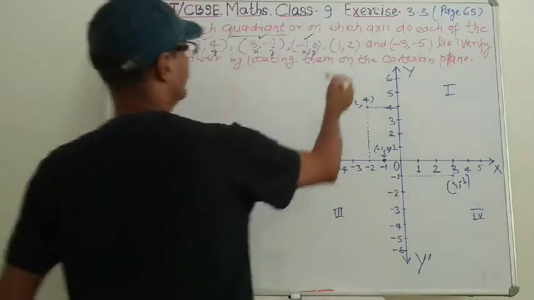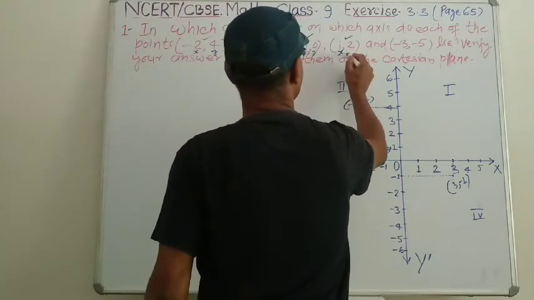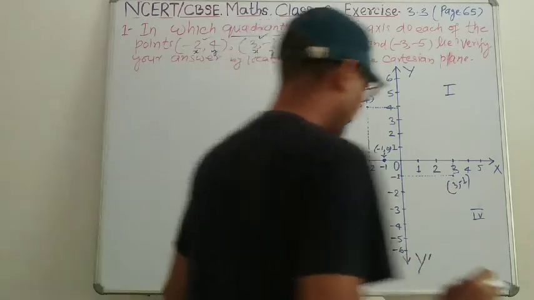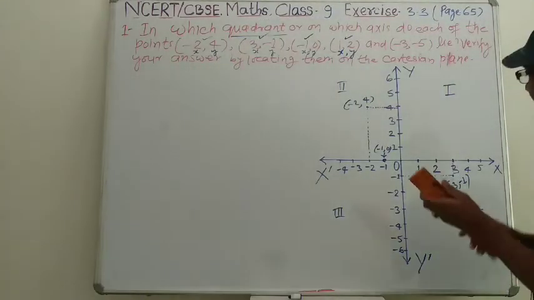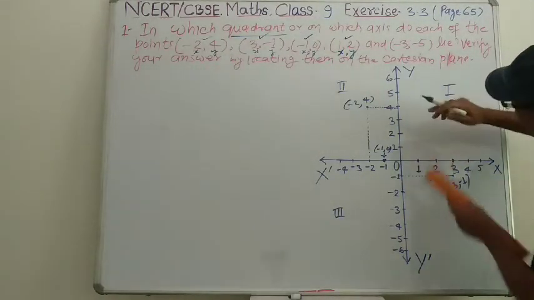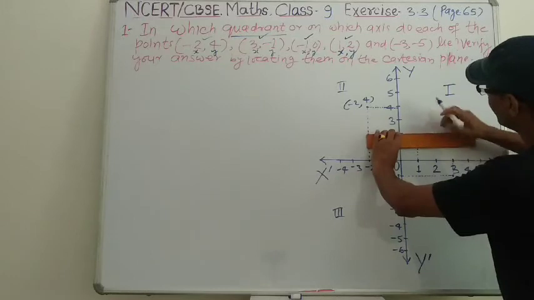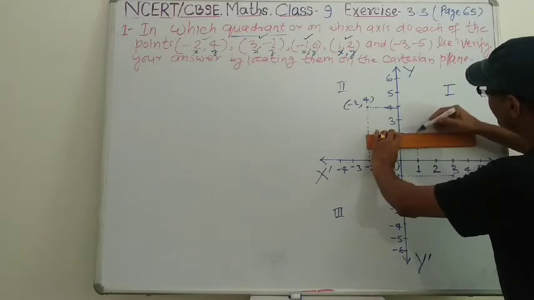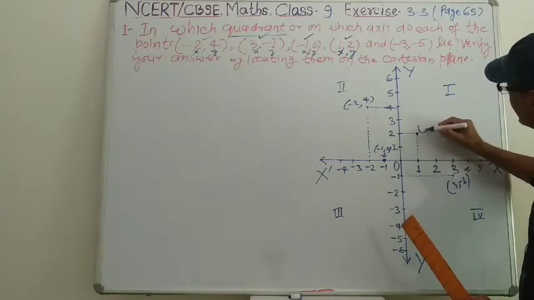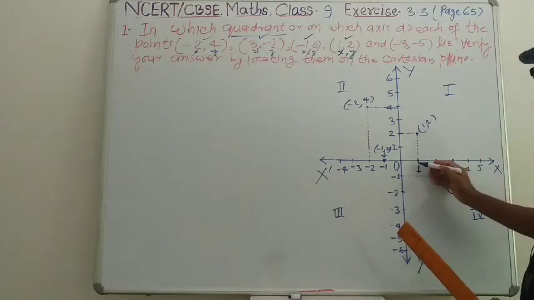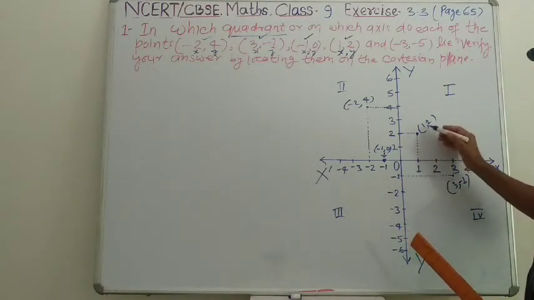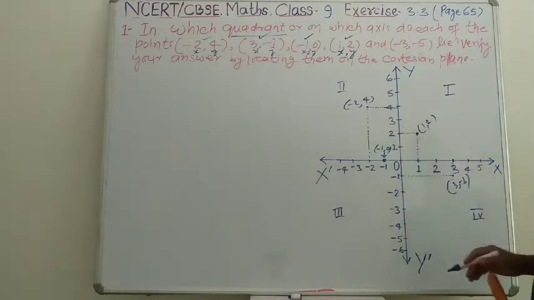Now next, 1, 2. X is 1, y is 2. Both are positive, both are plus. So x is 1, y is 2, and our point is 1 and 2. 1 is on the x axis, 2 is on the y axis.